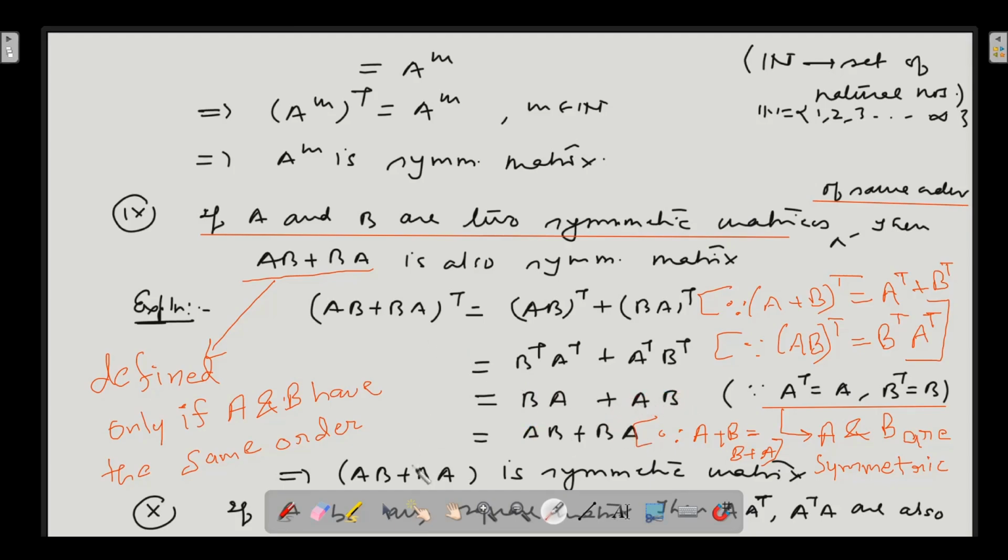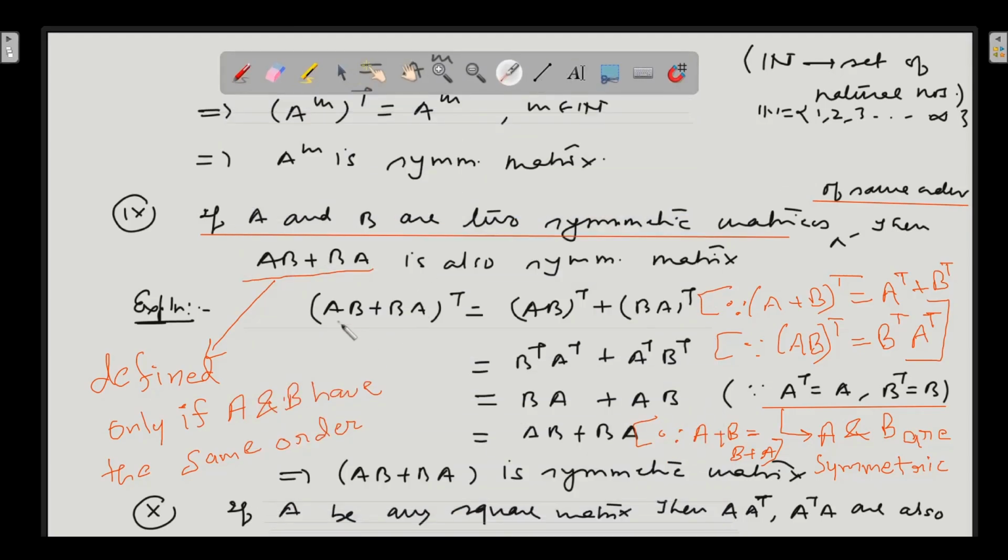Now have a look. AB plus BA complete transpose is equal to AB plus BA. Now, looking at the definition of symmetric matrix, we can certainly say that AB plus BA is symmetric because its transpose is equal to the same matrix. So that's why we can say that AB plus BA is a symmetric matrix.